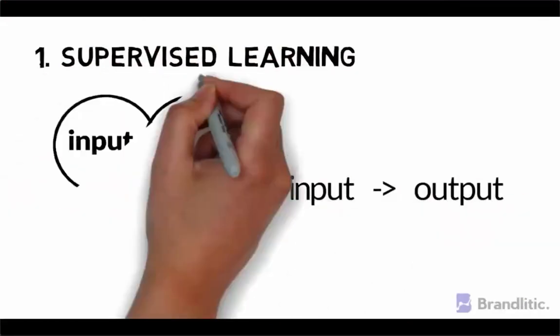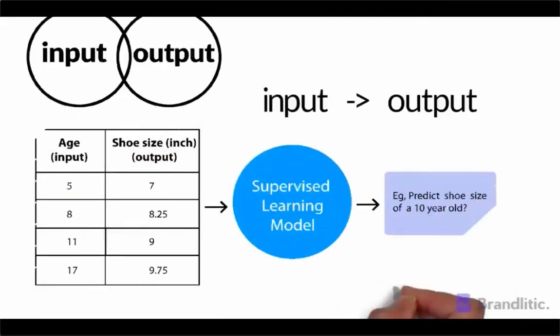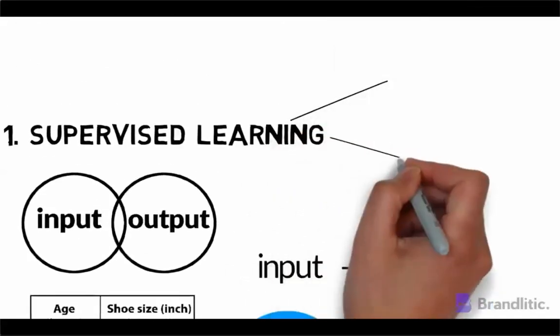Number 1, supervised learning. It involves a series of functions that maps an input to an output based on a series of example input-output pairs. For example, if we have a data set of two variables, one being age, which is the input, and the other being shoe size as the output, we could implement a supervised learning model to predict the shoe size of a person based on their age.